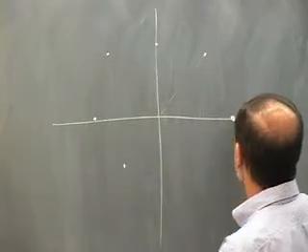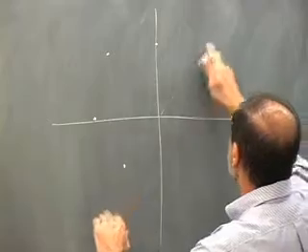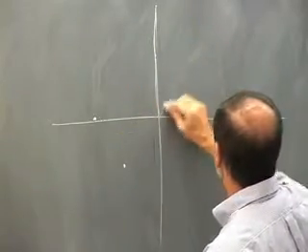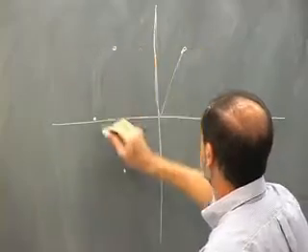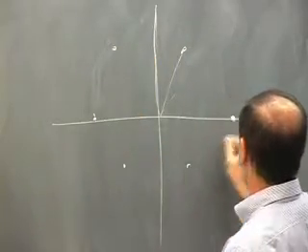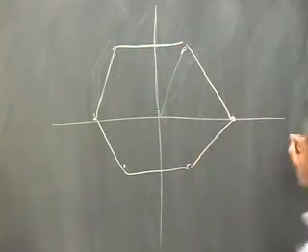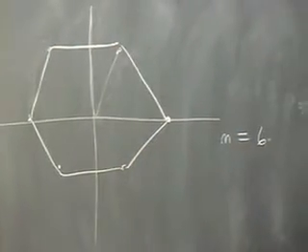No, that's not going to work. What am I drawing here? Let's draw a regular hexagon. Why don't we do a regular hexagon? That I think I may be able to do. This would be the case n equal 6.